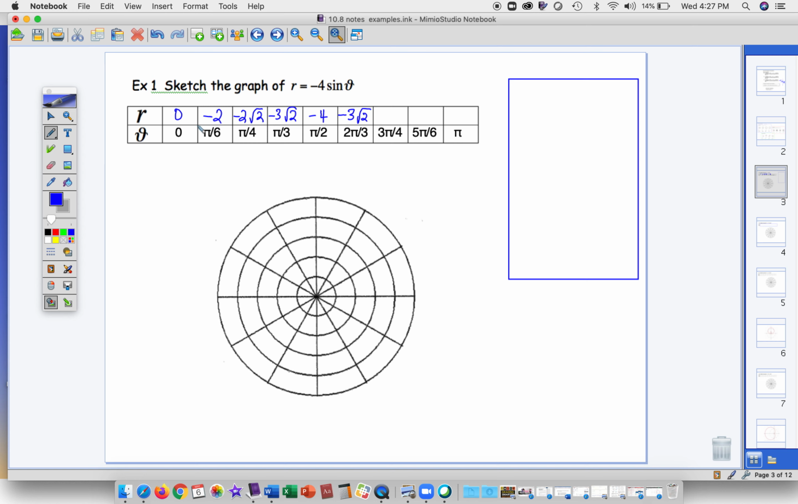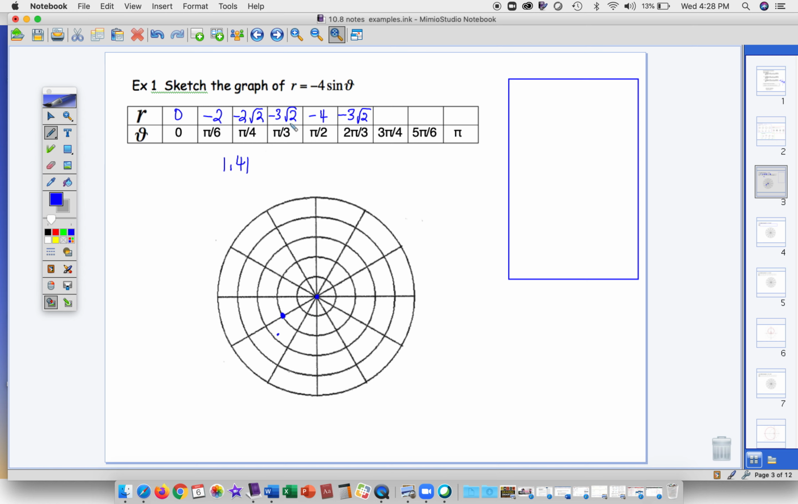Okay, so I want to stop for a second and actually plot some of these points and show you. So we've got that point at the pole, 0, 0. Then we're going 2 to the left, and we're rotating pi over 6. So that's this point here. Then -2 root 2, so root 2 is 1.41 roughly, so that's about -2.8. So I'm almost going to 3, and then I'm rotating pi over 4.